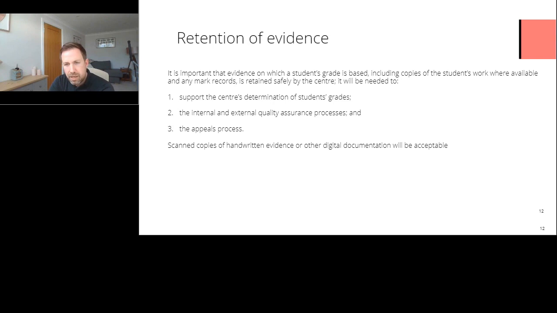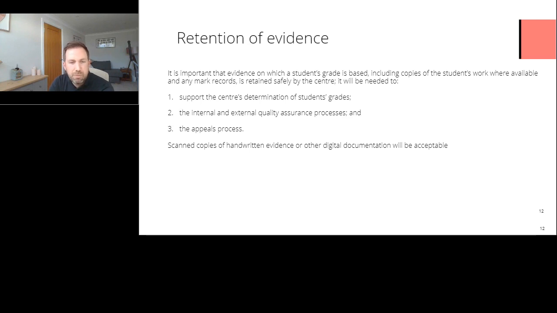So again, it is a requirement that centres have records of all of the evidence that you've used, or the marks that you've awarded to students, or grades for a particular piece of work. And that will be useful when it comes to things like internal standardisation and making sure that you're making decisions consistently across your cohorts and across departments. But it also will be important when it comes to the external quality assurance process, and any information that the awarding bodies may need in order to confirm that the evidence you've used, the approach you've taken, has led to fair outcomes for your students.